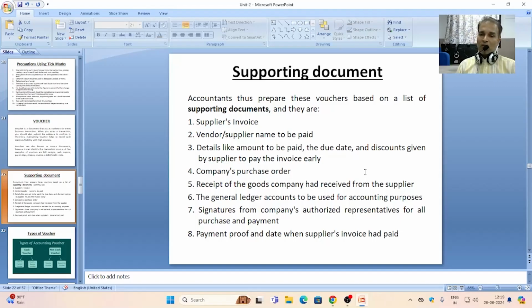So, when the source document is available, vouchers are prepared by the accountant. When the voucher has been prepared, then the transactions explained in the voucher will be recorded in the books of accounts that will be audited by the auditor.